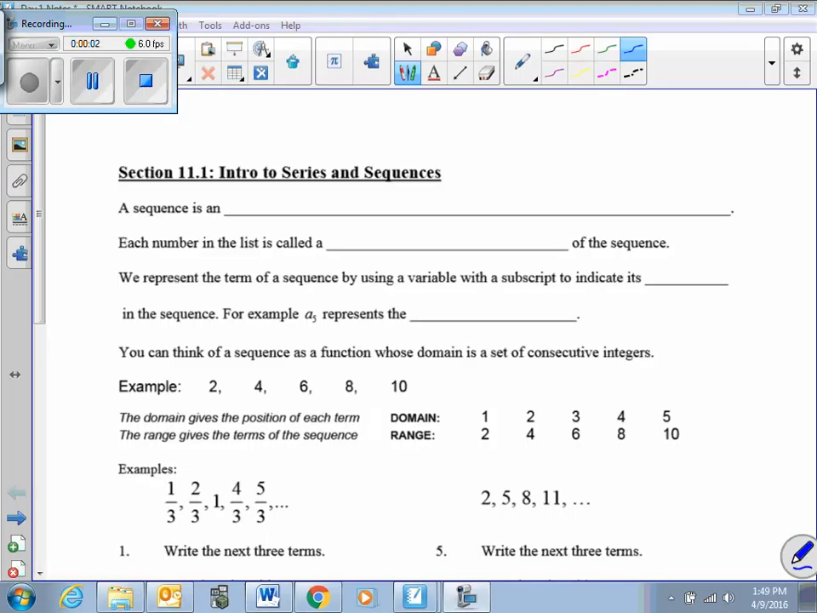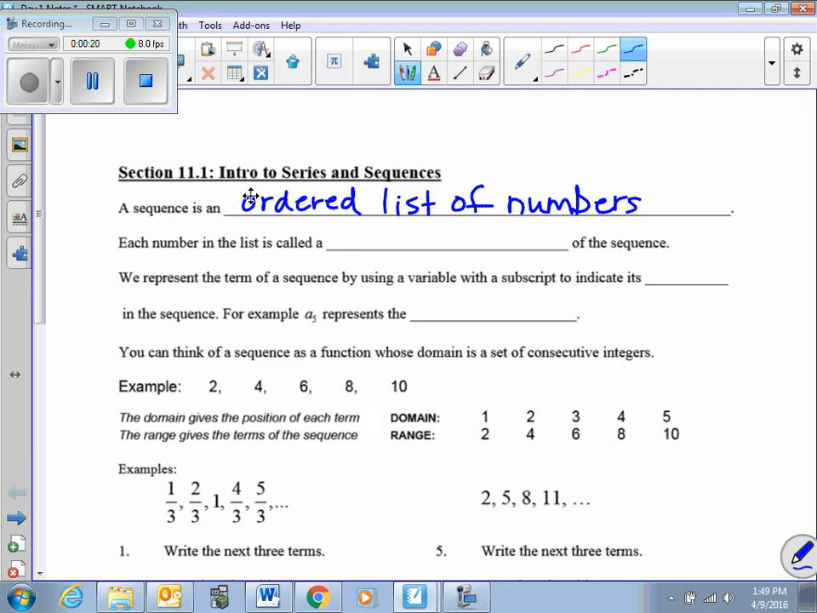Today's lesson is an intro to series and sequences. A sequence is nothing more than an ordered list of numbers, and each number in the list is called a term of the sequence. We represent the term of a sequence by using a variable with a subscript to indicate its place in the sequence. So the subscript indicates the term's place in the sequence.